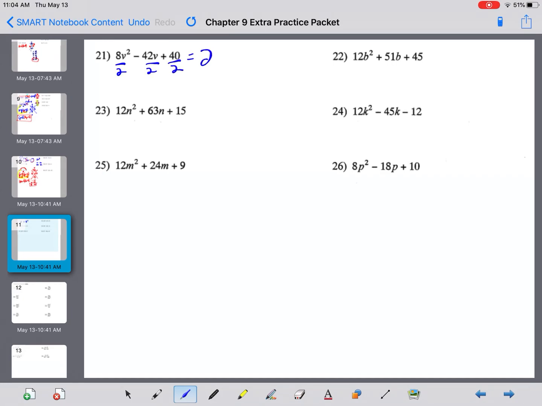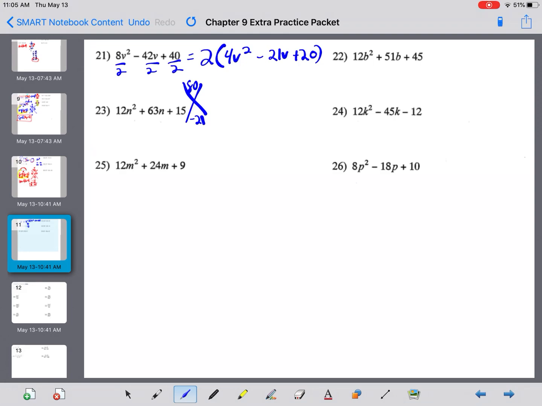So this is equivalent to, make sure you actually write your GCF down and make sure it's in your final answer. Don't forget about that. We get 4v squared minus 21v plus 20. So now we're trying to multiply to 80 and add to negative 21.